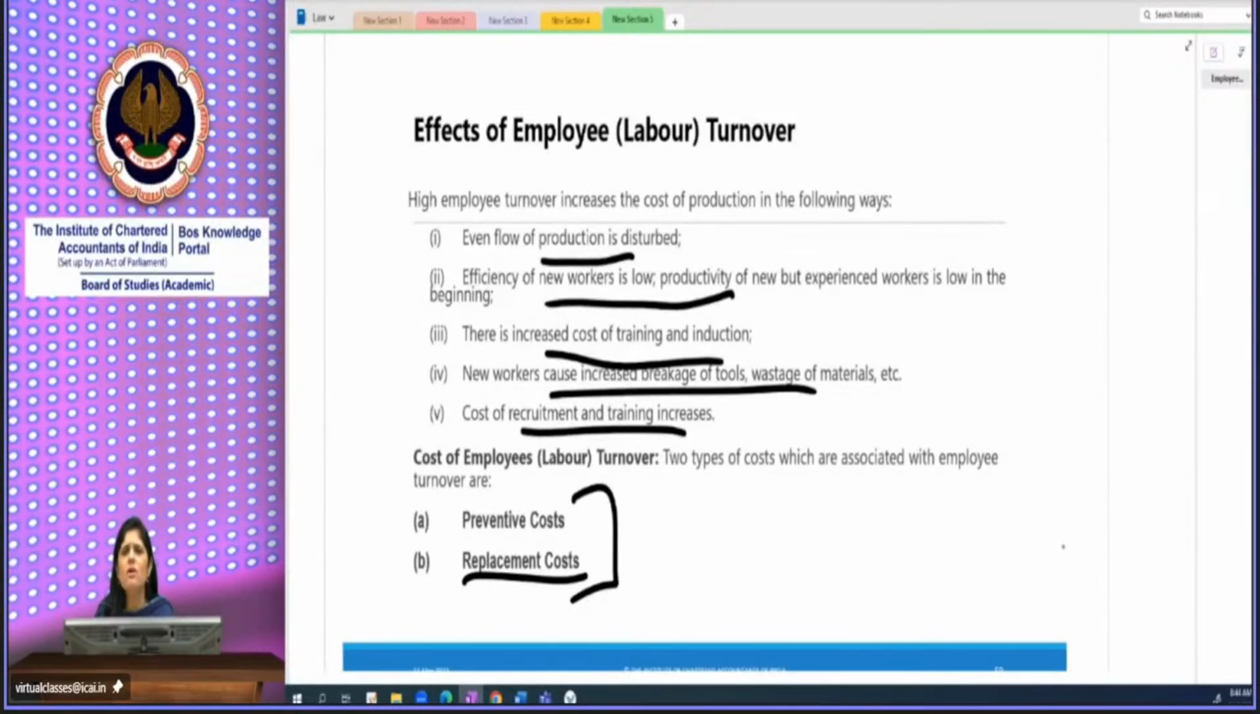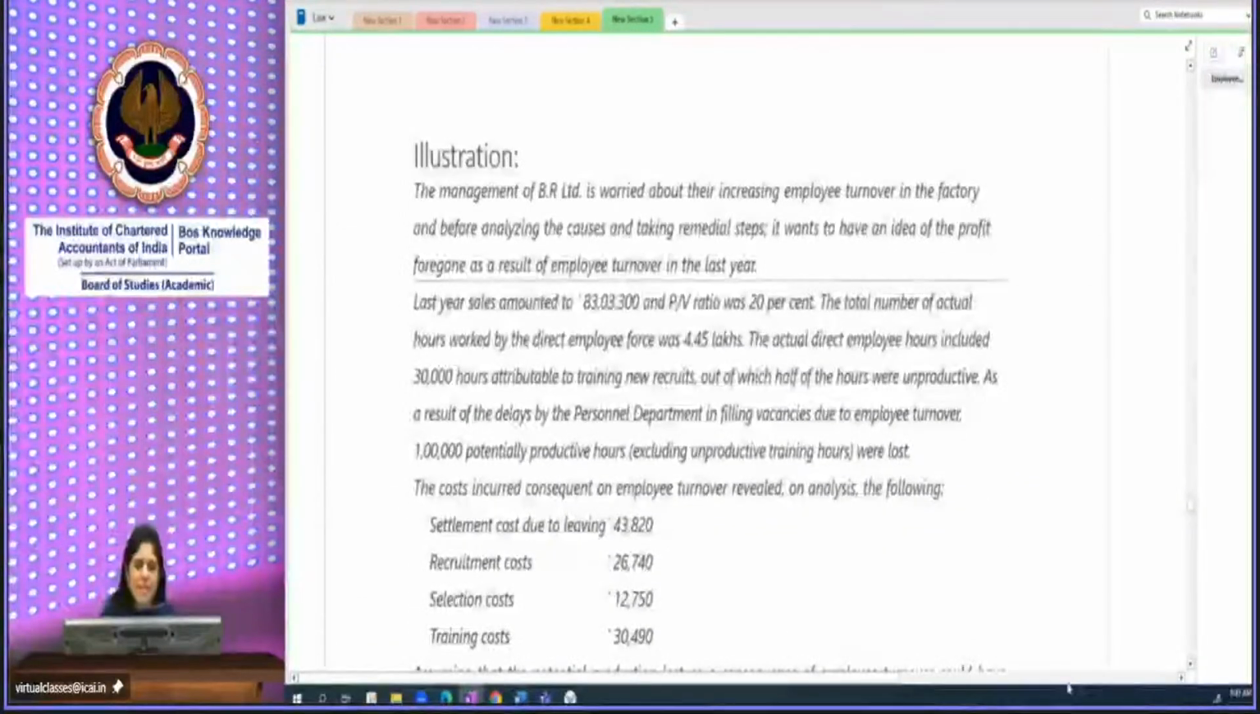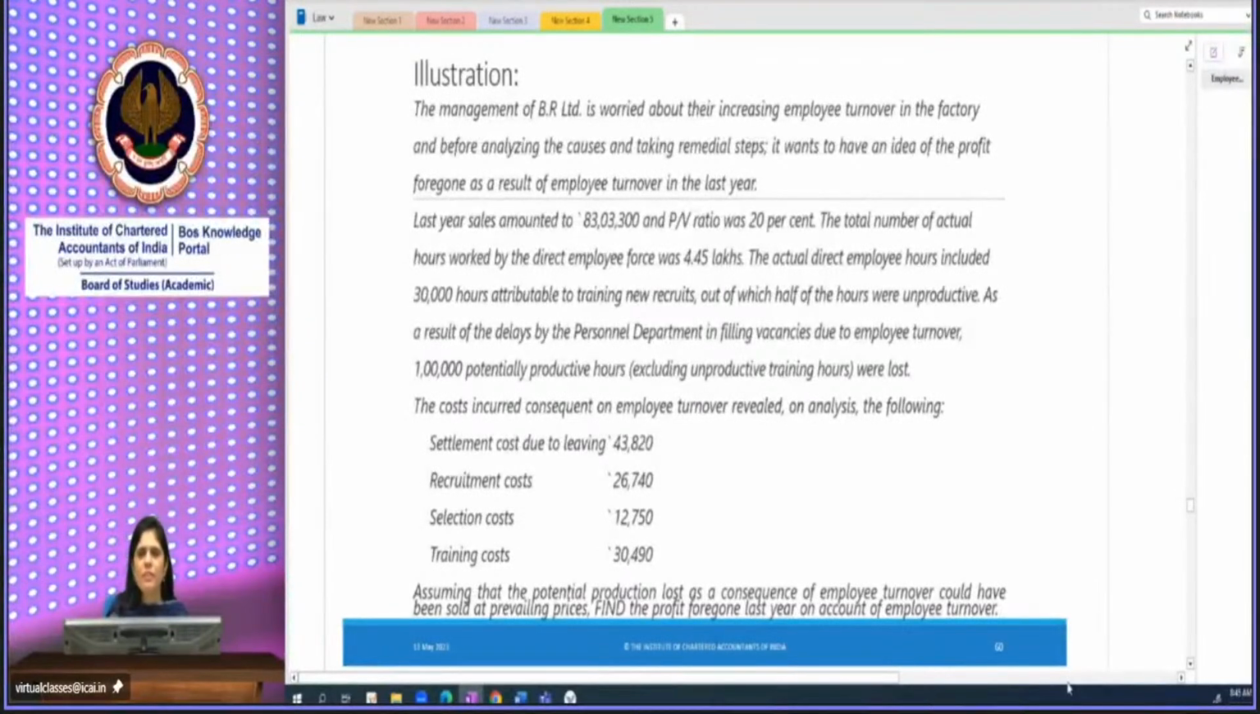So there are many costs which are preventive and which are replacement. But preventive cost will help the organization so that employees will be happy in the company and they will not leave. Replacement costs are when they have already left. New employees are joining, and then you have to bear the cost of recruitment, selection, training, loss of production, damage to the property and everything. So these are the two categories of cost which the company bears when the employee turnover is high. All right. Okay, so we have this illustration probably on employee turnover. Just have a note of this illustration, then we'll do.